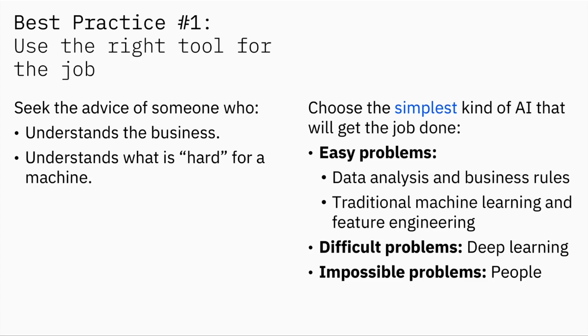What you want to do is choose the simplest kind of AI technique that's going to work to get that particular job done. If you have a problem that is easy for a machine to solve, you'll have a happier time if you use a simpler technique that's going to give you just as good results, but with a lot less complexity. You might have an analyst run some reports on your data warehouse to determine some static policies that really work well according to the statistics. You might use a more traditional machine learning approach involving feature engineering.